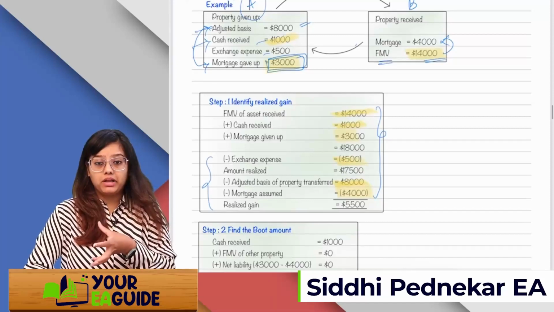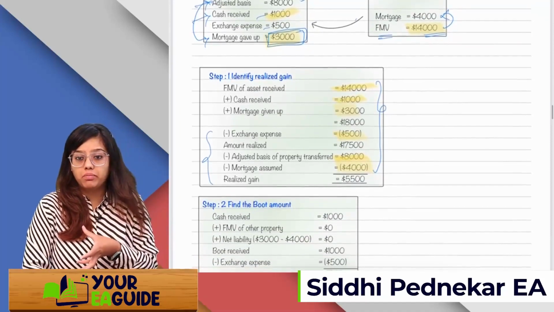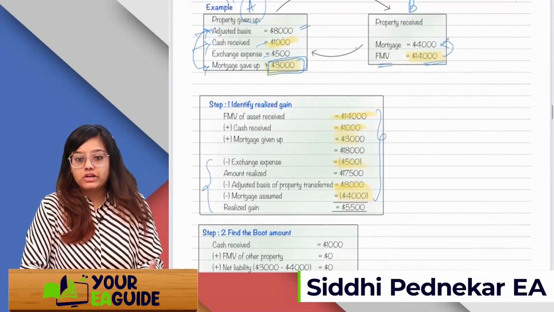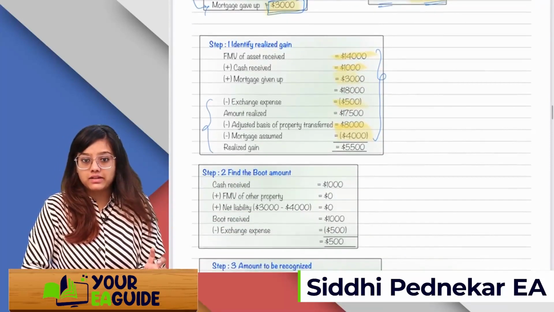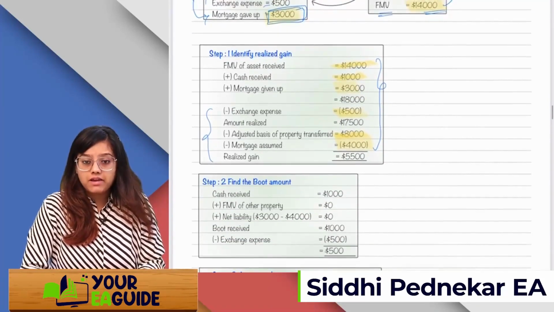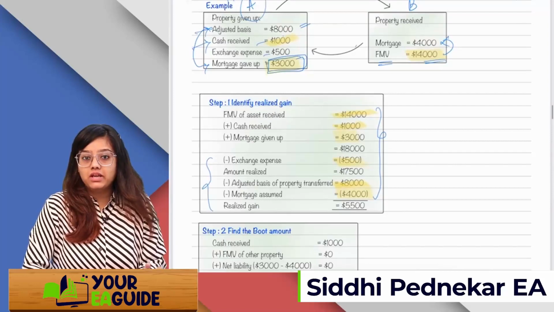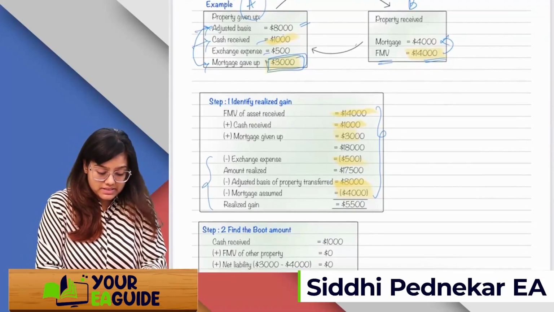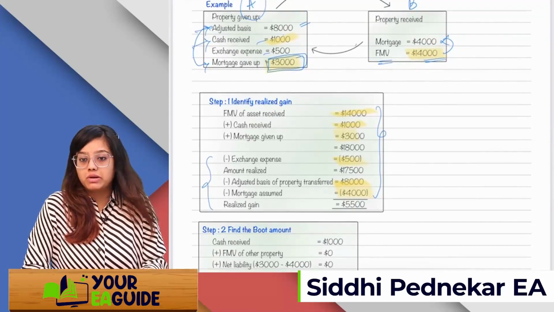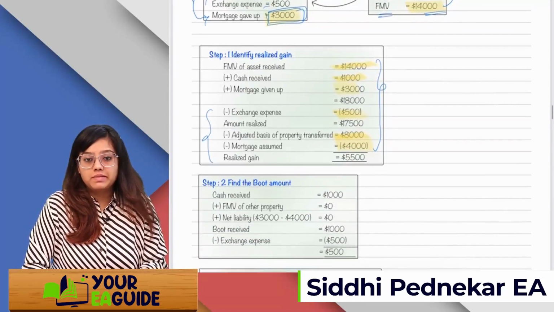Apart from property, whatever you are receiving will be your boot. So apart from property, what you are receiving is cash. So I'll just add the cash plus FMV of other property. Am I receiving any other property? Against this one property, I'm receiving only one property. So I'm not receiving any other property. So it will be 0.